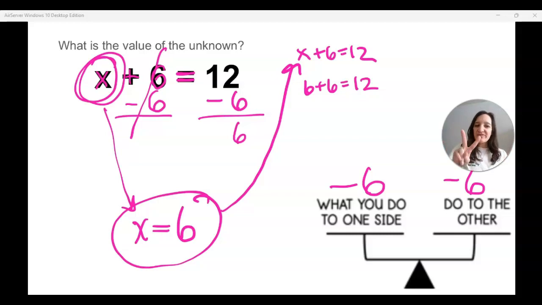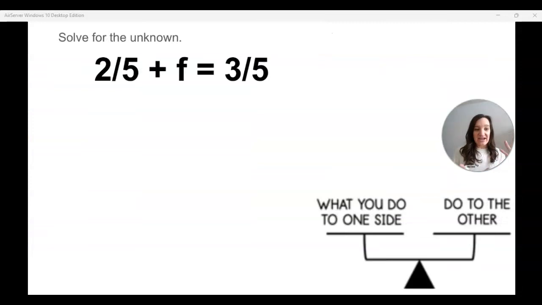Okay, so those were two very simple problems that you could do mentally. But we can also do these type of problems with fractions and decimals, and we're going to do them the exact same way. We see here that here's our f, here's our variable, our unknown that we want to isolate, which means we need to get rid of this 2/5. Now, how can we get rid of a 2/5? Well, we need to use inverse operation, right? But how do you know if that's a positive or a negative 2/5? There's nothing in front of it that says it's a positive or a negative.